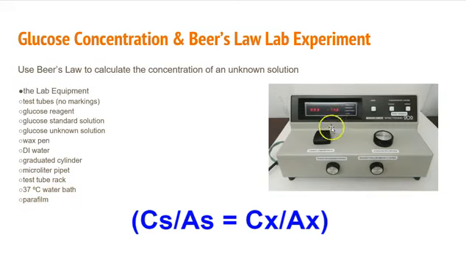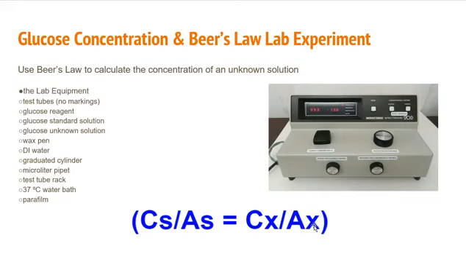That is our spectrophotometer, which we need to measure the absorbance of our solution. And here is our Beer's law. Cs, the concentration of a standard solution, divided by As, absorbance of a standard solution, equals Cx, which is the concentration of our unknown solution, divided by Ax, absorbance of our unknown solution.